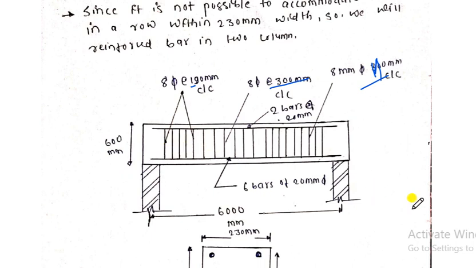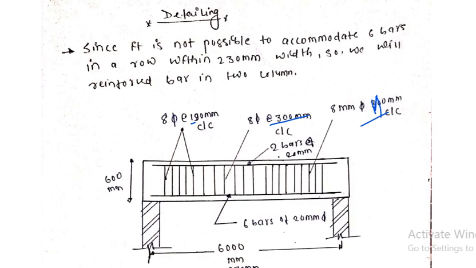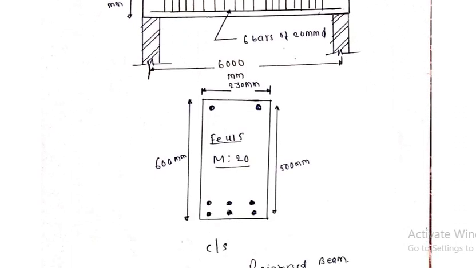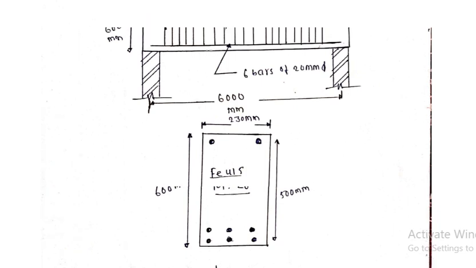So see the cross section view. Since it is not possible to accommodate 6 bars in a row within the 230 mm width, it is impossible to fit 6 bars within 230 mm. So what we will do is make one more row, and we will provide 3 bars below and 3 bars above. Overall depth is 600 and width is 230. So this is the reinforcement detail of the doubly reinforced beam.